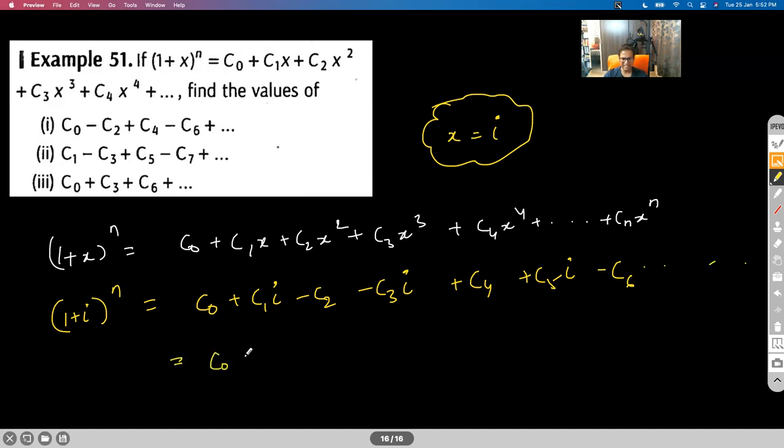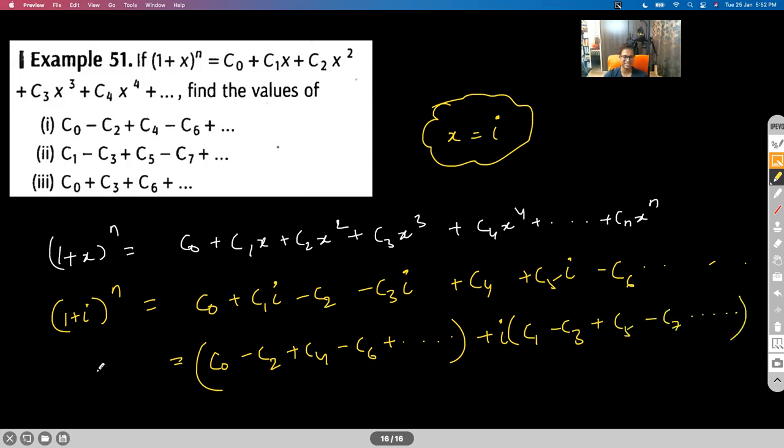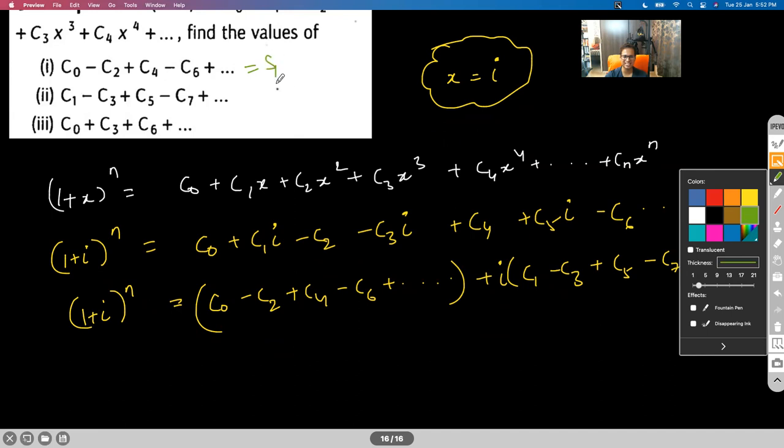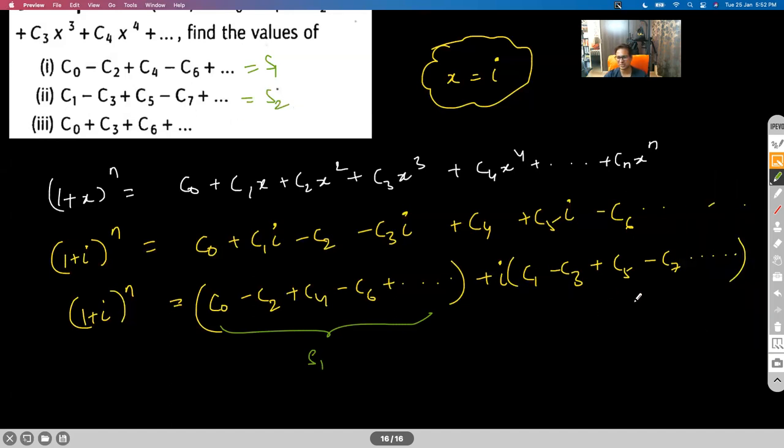Now, write the terms with i and without i separately. So this is what I'll be getting. Correct me if I'm wrong. Yes or no? Now, if you see question number one, let me call this series S1. Do you see that S1 is coming over here? And let's call the second part of the question S2. Do you see S2 coming here? So in one shot, I can find the answers to both the first and the second part.